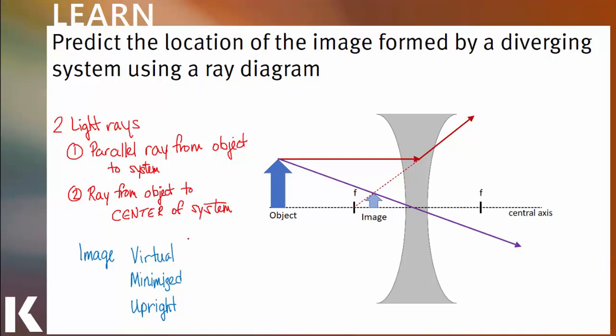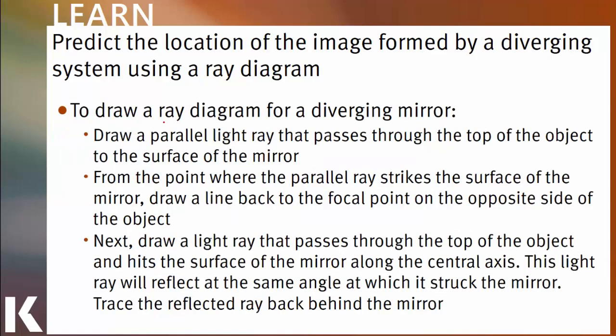Now, it's also worth mentioning that these image characteristics are going to be consistent in all diverging systems, be it mirrors or lenses. Let's move on to drawing ray diagrams for diverging mirrors. Now, just like our previous slides, I don't want you to get overly concerned about this wall of text. Again, treat it as a review tool once you've already learned how to draw a ray diagram.